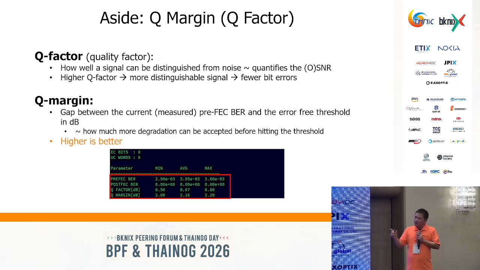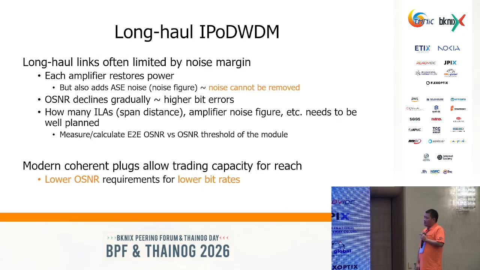remember I said forward error correction can help you correct errors, but FEC can only do so much, right? If your OSNR drops below a certain threshold, so many errors get generated that your forward error correction can't help. So Q margin indicates how much more you can let the signal degrade. How much tolerance does the system have, right? So that was an example of how we did point-to-point DWDM.